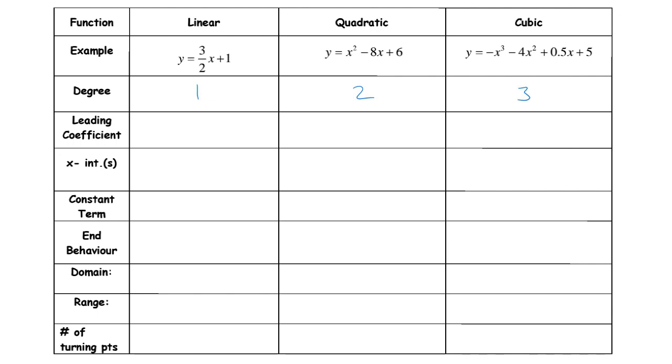The leading coefficient, in this case, is the coefficient of the x to the 1 term. Here, it would be the coefficient of the x squared term, and in that case, if I don't see a number in front, it's 1. And here, the coefficient in front of the x cubed term is going to be -1.